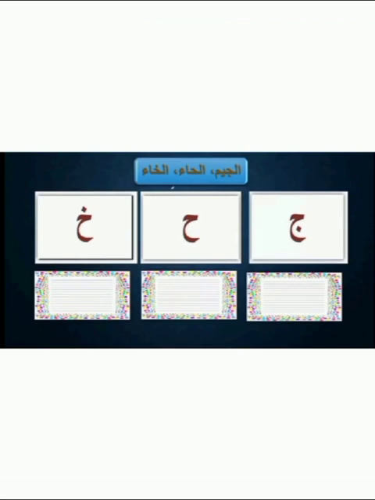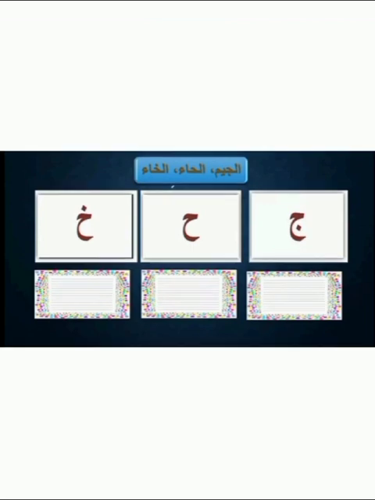So the first one has one apple inside, and then the letter Ha has no apples, has no dots. So this one is very hungry. Okay, so this one is very hungry, has no dots and no apples. And then we have the letter Kha. The letter Kha has one dot on the top.